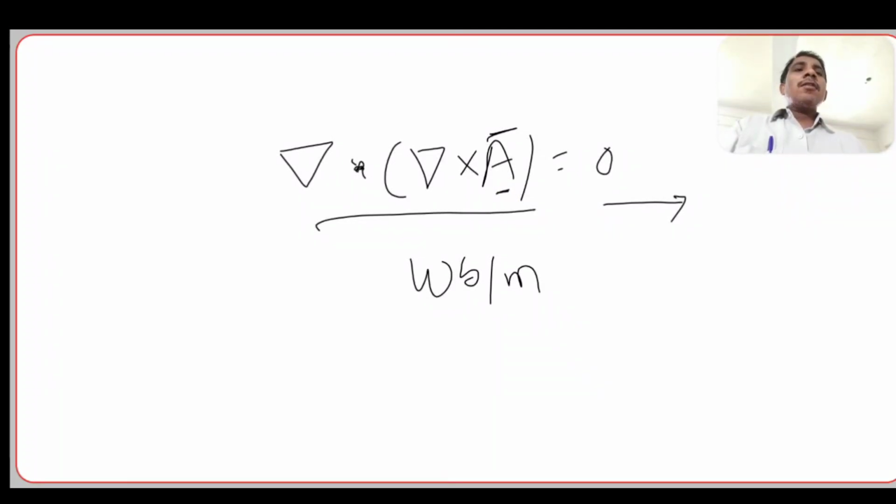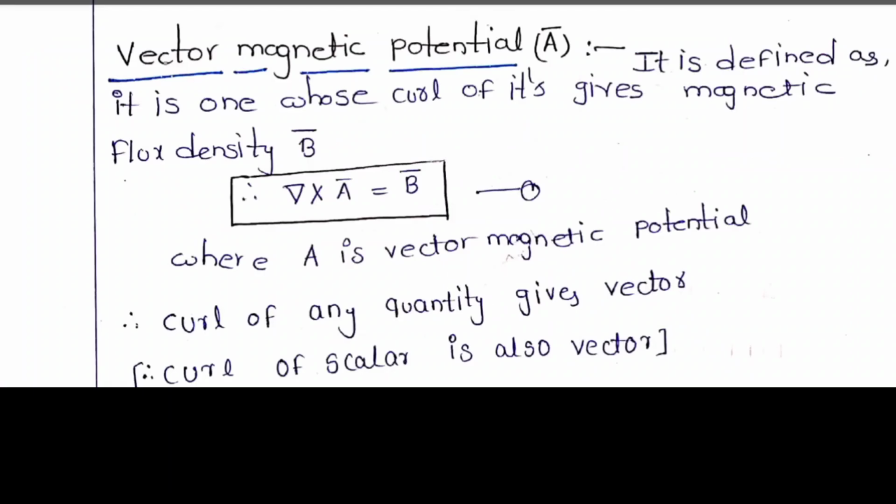Let us go for vector magnetic potential in detail. The vector magnetic potential is indicated as A bar. That we have to remember. Scalar magnetic potential is indicated as Vm, which we discussed previously. The unit of scalar magnetic potential is ampere, whereas the unit of vector magnetic potential is Weber per meter.